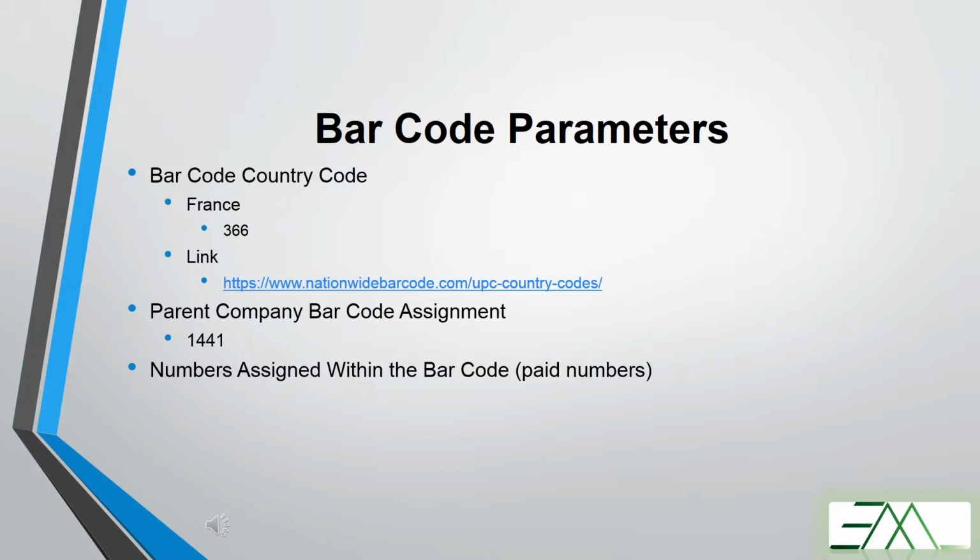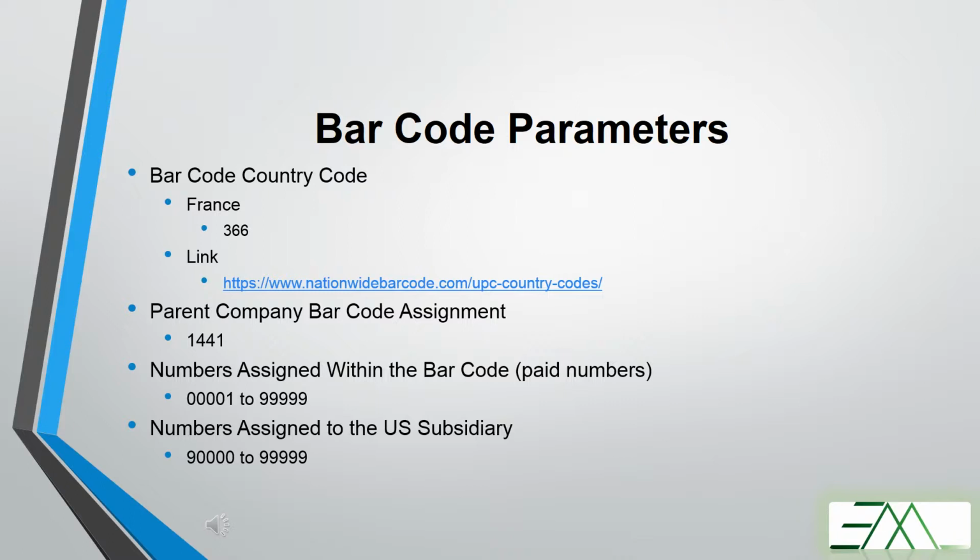Now, the manufacturer is going to assign numbers within the barcode. These are the paid numbers. The company pays yearly for 50,000 individual barcodes. They are numbered from 00001 to 99999. 10,000 numbers are assigned to the U.S. subsidiary, and that range of numbers is 90000 to 99999.